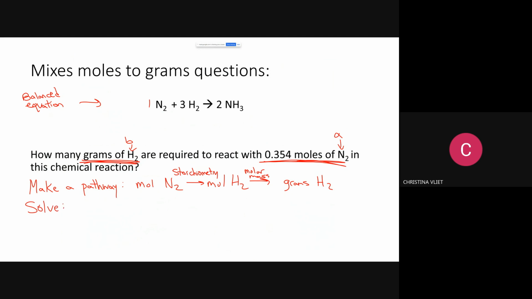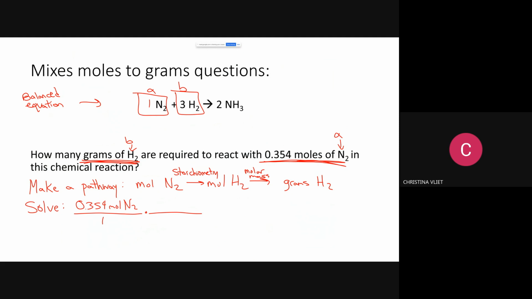Start by writing what to solve the question? The number that's first in the given, right? So we start by writing 0.354 moles of N2 over 1 multiplied by line. We got to figure out our A and our B. We've already identified it. A is N2, that's my A, and B is H2. So using my balanced chemical equation, these are moles, right?